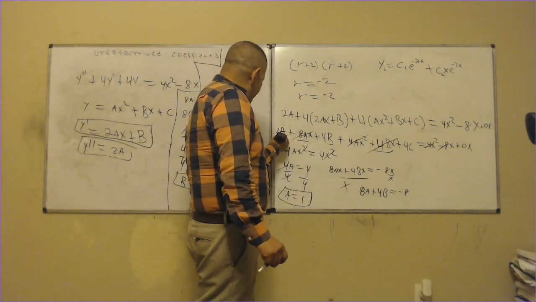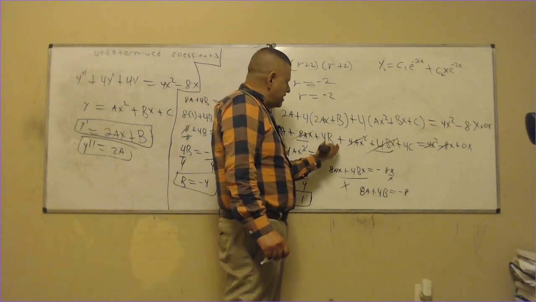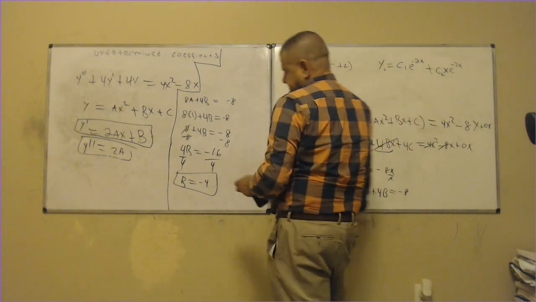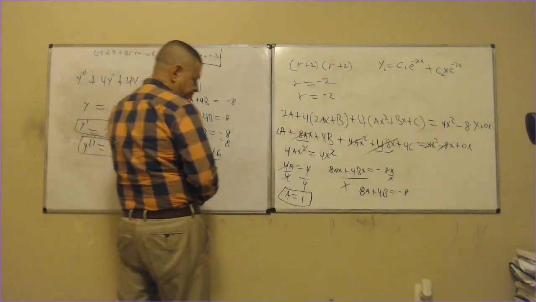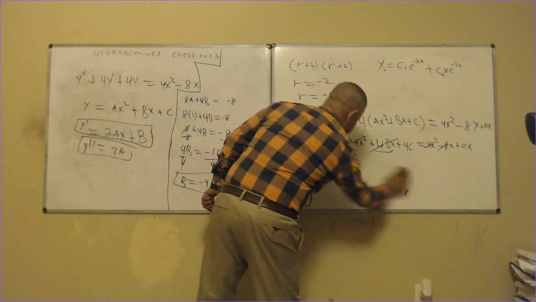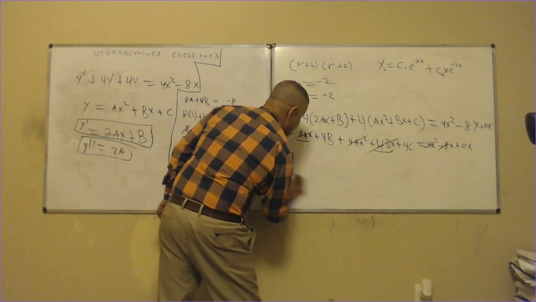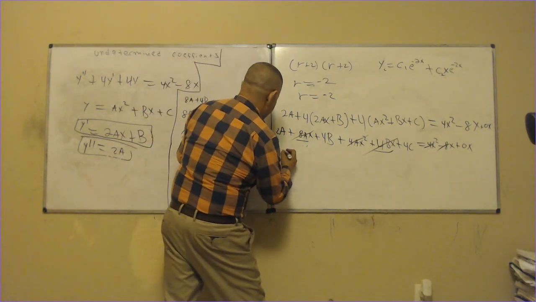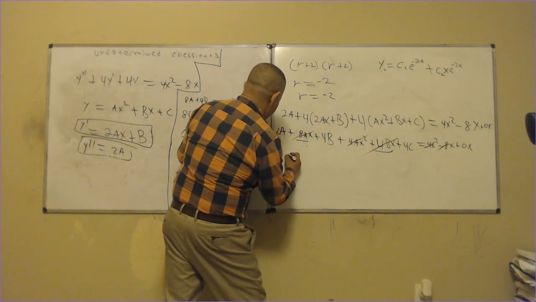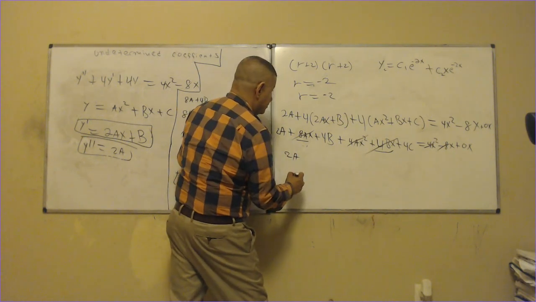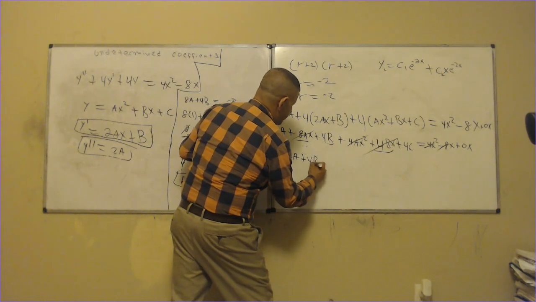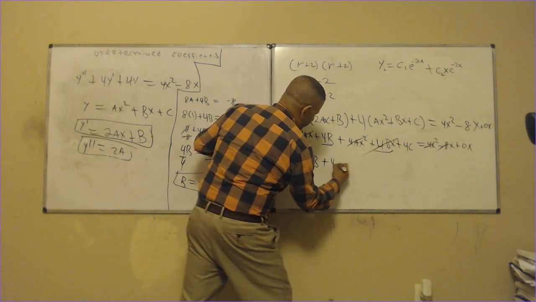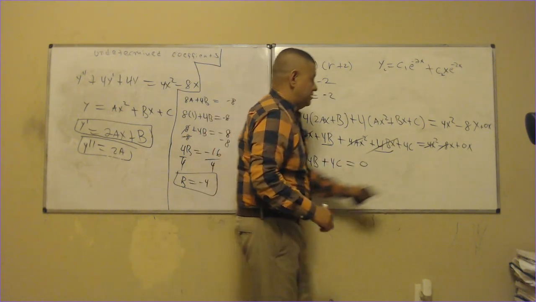I still have some values over here. I got a 2a, 2b, I got a 4c, and I got a 0x. I need to play with those, right? So we find what those values are. I do 2a plus 4b, this one, plus 4c equals 0, right?